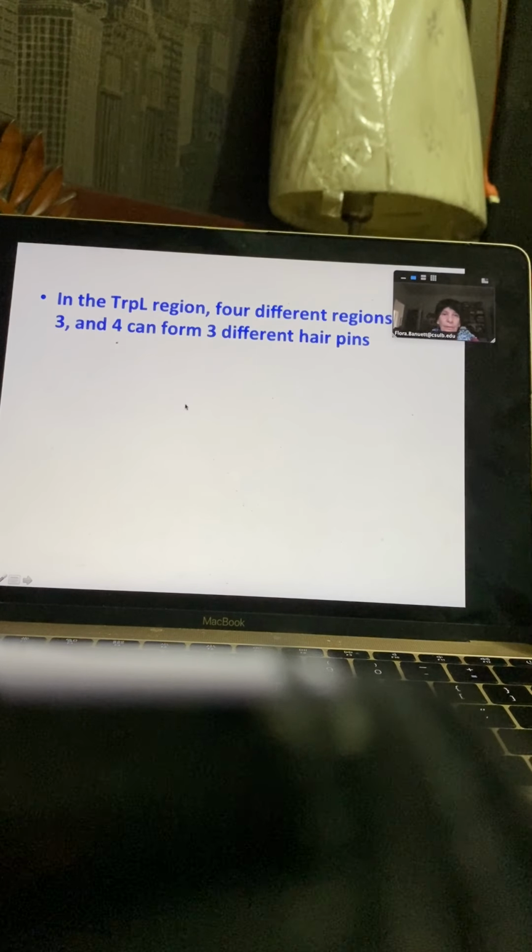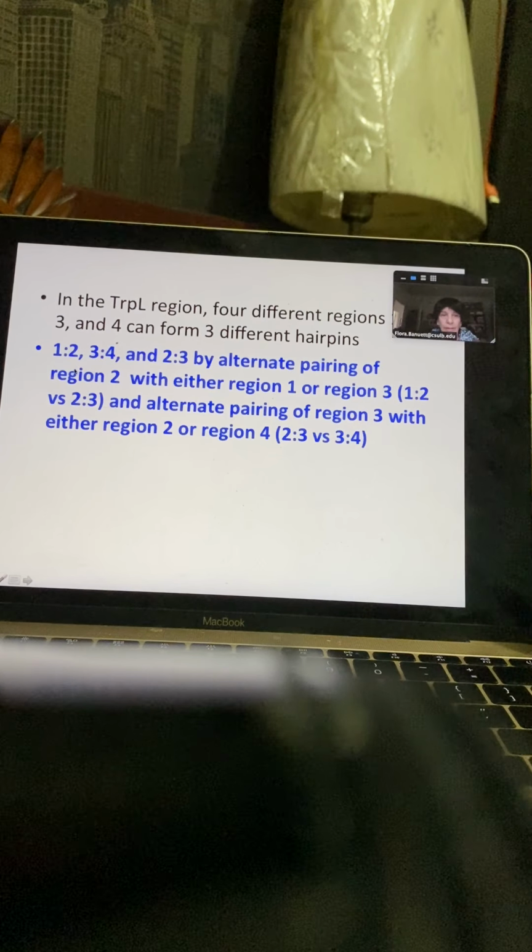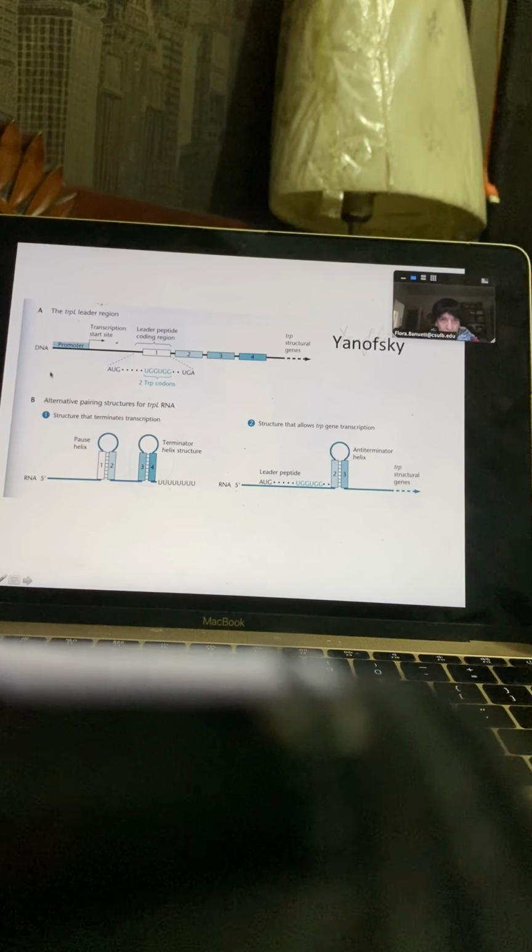Okay? So instead of saying that in words, let me just put it here in the diagram. You can form these hairpins. So one can form a hairpin with 2. This is normally formed. This is called a pause hairpin. And then you can form 3 and 4. So you form 1 and 2, you can form 3 and 4. And this is a typical terminator helix.